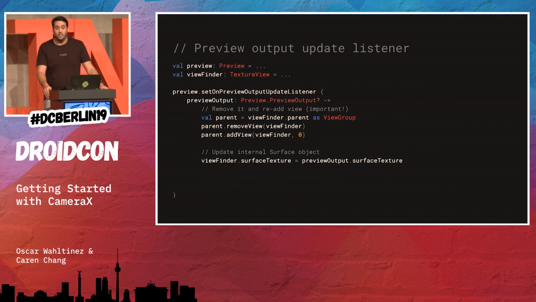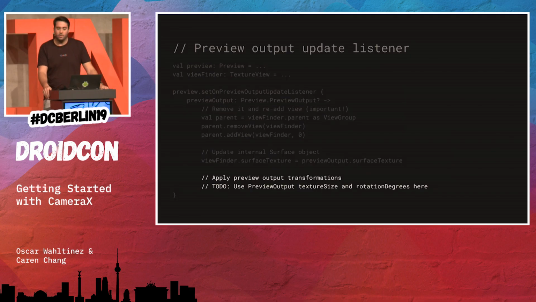After you've done that, and this needs to be in the correct order, you can update the surface texture that goes underneath your viewfinder with the surface texture that is provided to you by the preview output. You basically just swap one for the other. And now you can apply the output transformations. What do we mean by this? Well, let's cover that in more detail.